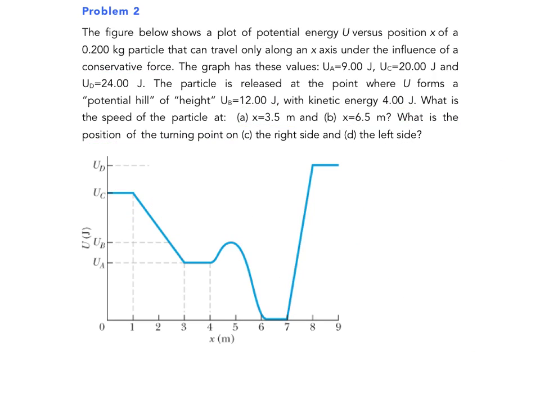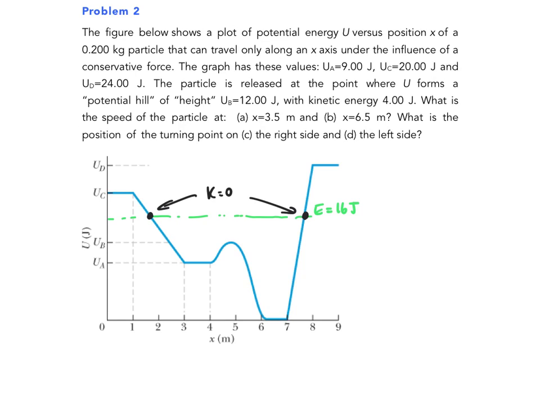So C and D are asking about the turning points on the left and the right. We've already sort of talked about this. We know that when we've got our total energy like this at 16 joules, then these are the points here and here where we're going to turn around. So our kinetic energy is going to be 0 at those points. So K equals 0 here and here.